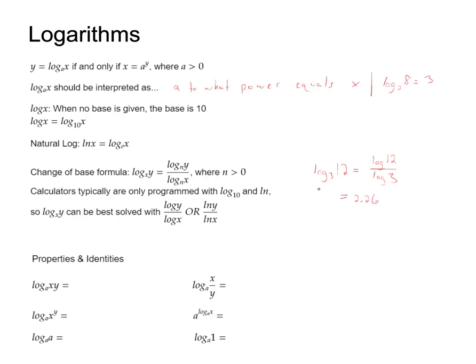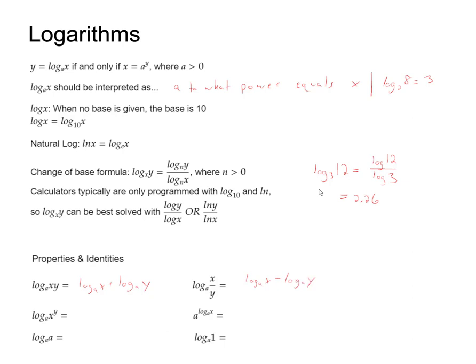Let's finally talk about the properties and identities of logarithms. This is going to be very similar to exponent properties, because logarithms are really just a case of exponents. So log base a of x times y can be rewritten as log base a of x plus log base a of y. What about log base a of x over y? You'll probably guess this correctly: log base a of x minus log base a of y.